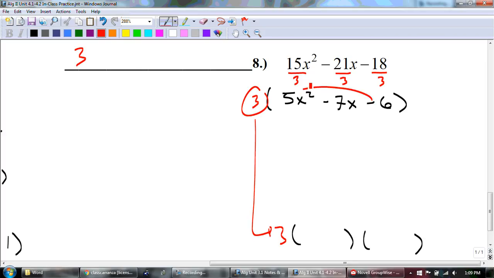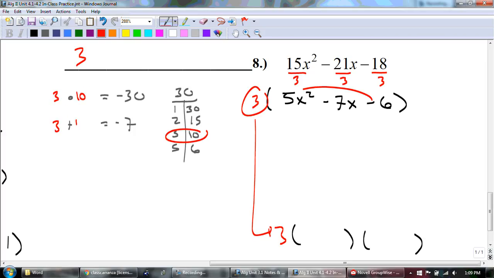All right, 5 times 6 is 30, but it's a negative 30, and I need numbers that add to get to negative 7. So the factors of 30 are 1 and 30, 2 and 15, 3 and 10, 5 and 6. The only way to get there is going to be 3 and 10. One of them's negative. Which one is it? Good, negative 10.